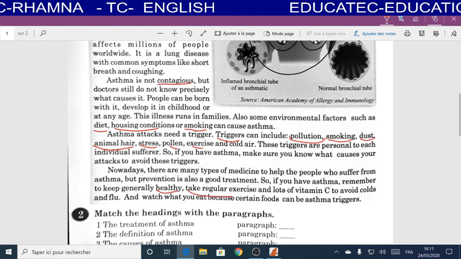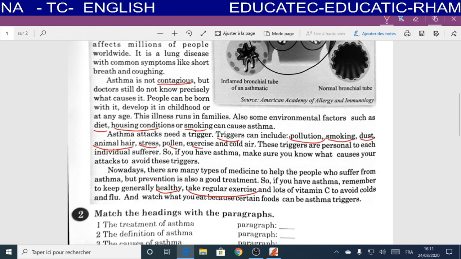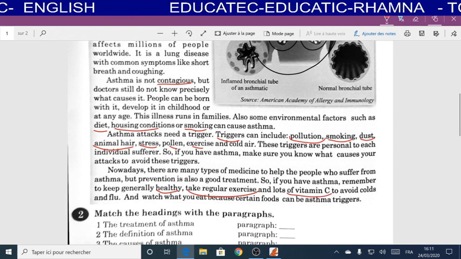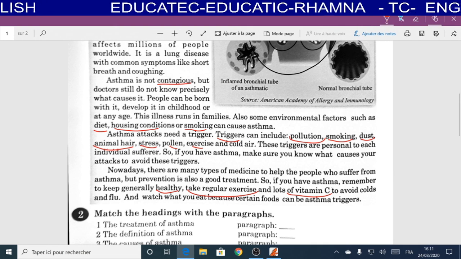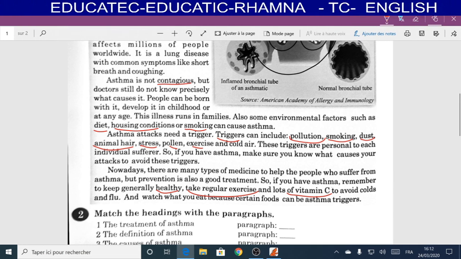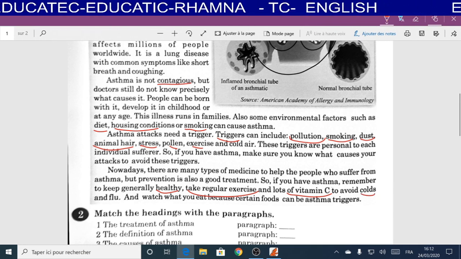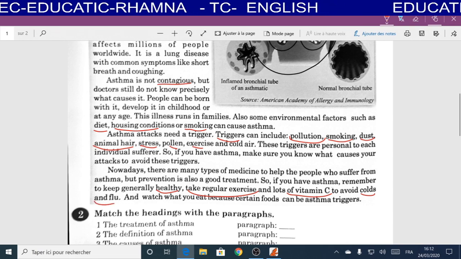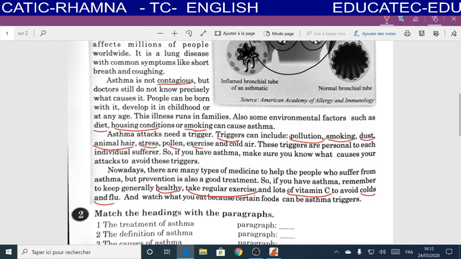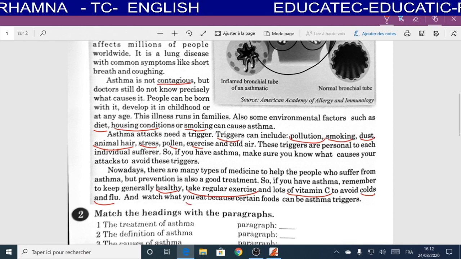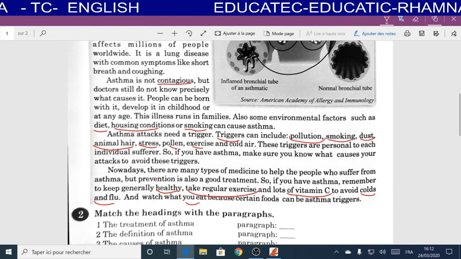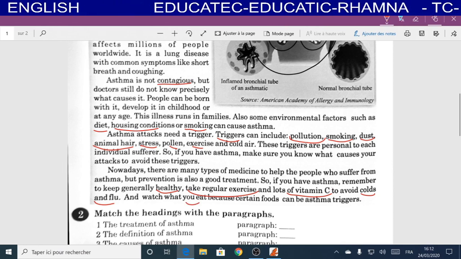Take regular exercise and eat a lot of vitamin C, like you have in lemons, in fruit, etc. Avoid colds and flu, okay? And watch what you eat. You pay attention to your food and you eat healthy food, because certain foods can be asthma triggers.